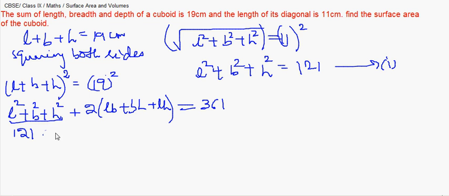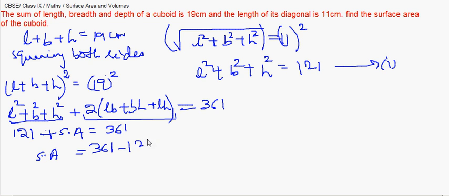So now our equation would look like 361 equal to 121 plus 2 times LB plus BH plus LH. Now if you look into this, it is actually the formula for the surface area of a cuboid. So I directly write that surface area is given to be 361 minus 121, which gives me 240, and that will be in square centimeter.